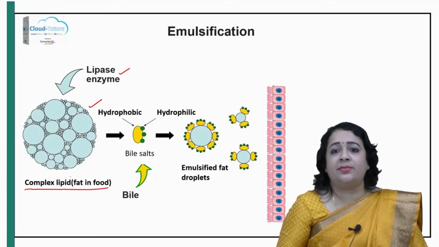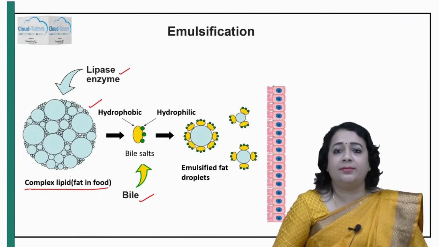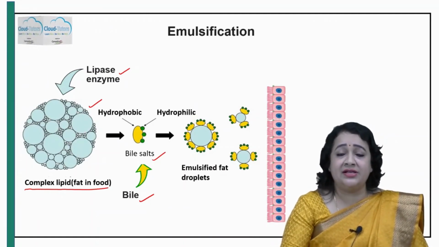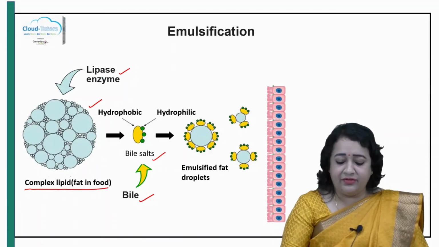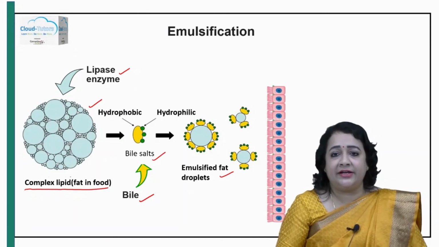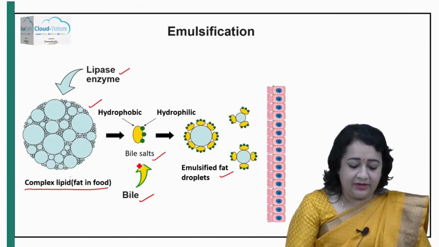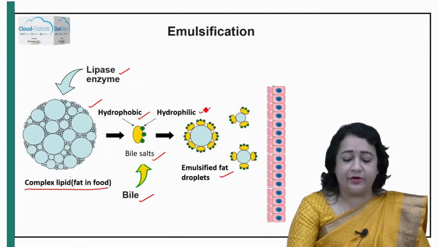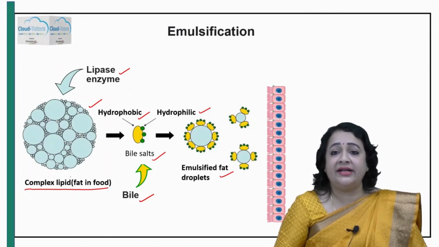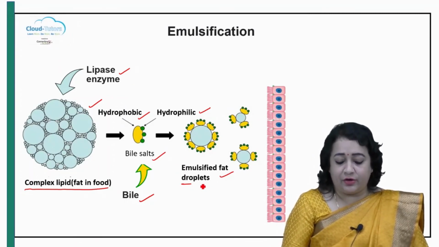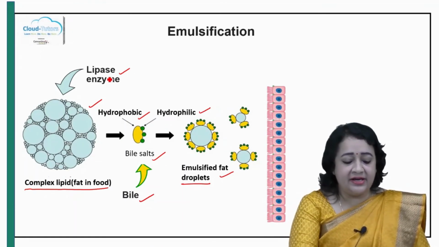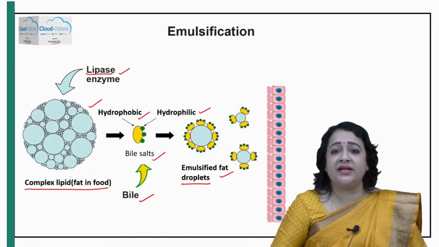That is done by the bile juice. Bile juice contains bile salts. Bile salt will act on the large globules of fat and convert them into emulsified fat droplets. All this happens in the duodenum of the intestine. Here, if you take bile salt, it has hydrophobic and hydrophilic regions, which helps in breaking down the large globules of fat into small fat droplets. Now these small fat droplets can be digested by the lipase enzyme, which is released by the pancreas.